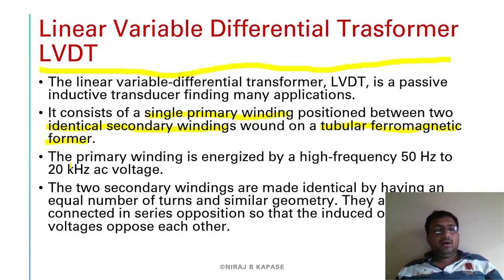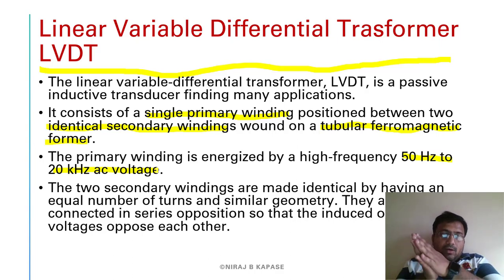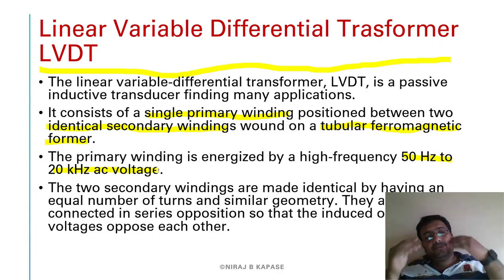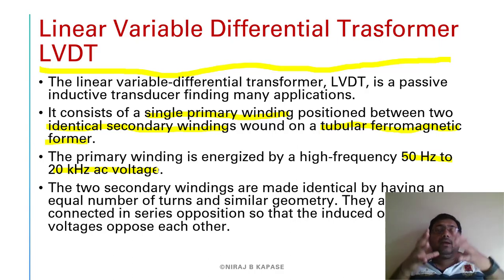The primary winding is energized with a high frequency AC voltage, from 50 hertz up to 20 kilohertz. So for the primary coil, we are going to give an AC voltage with a minimum frequency of 50 hertz and a maximum frequency of 20 kilohertz. We need to apply an AC source to this primary winding.